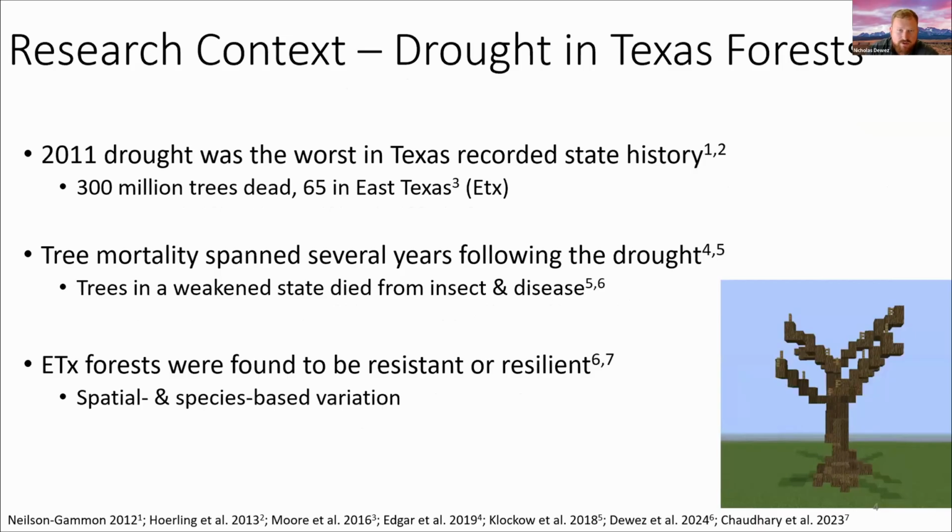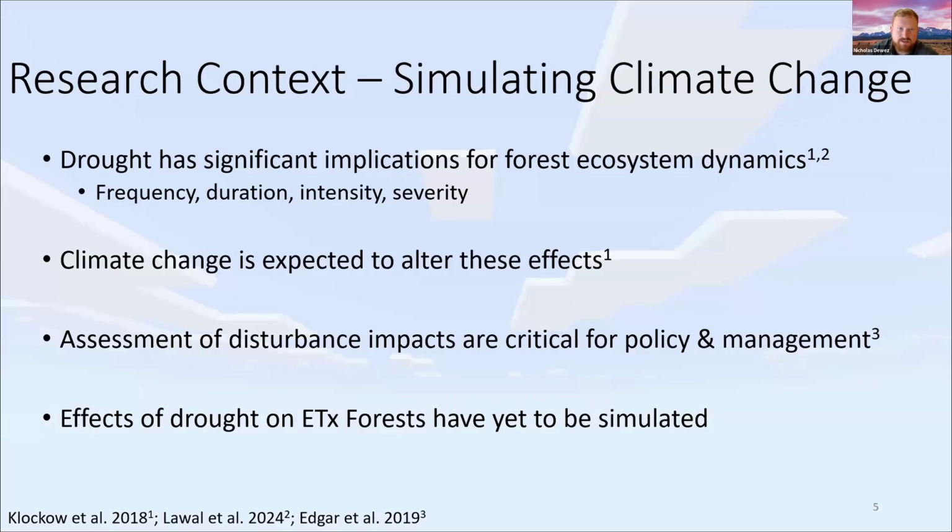The 2011 drought in Texas was the worst in recorded state history. It killed approximately 300 million trees across the state and approximately 65 million in the East Texas region. The East Texas region saw increased mortality for several years following the drought, which was primarily attributed to insect and disease, while trees were left in a weakened state. Since then, some studies have shown that forests within the region were found to be resilient or resistant to the drought impacts, with spatial and species-based variations in these responses.